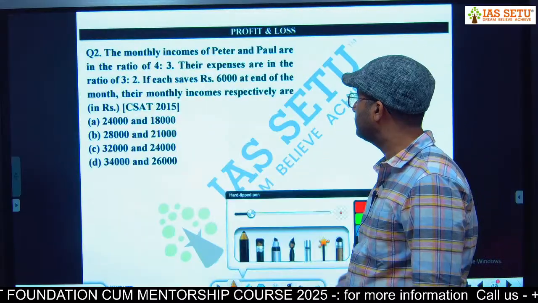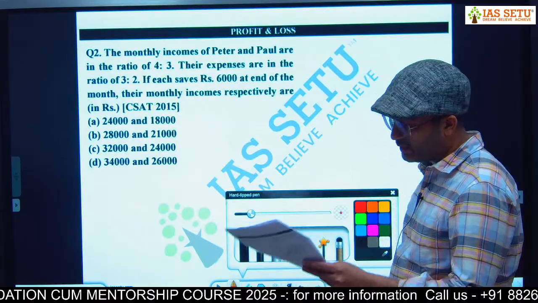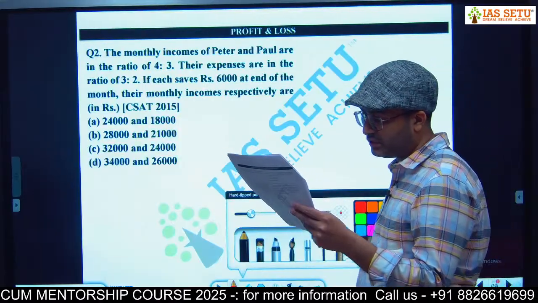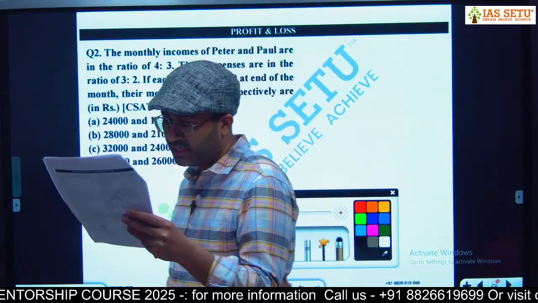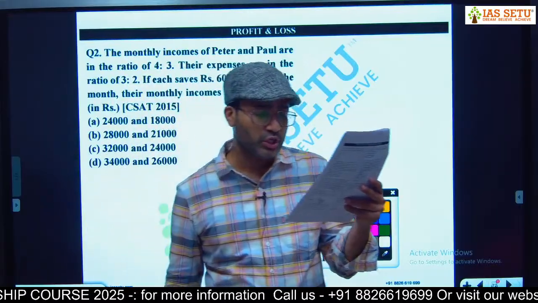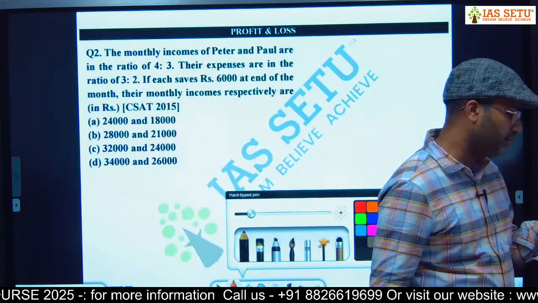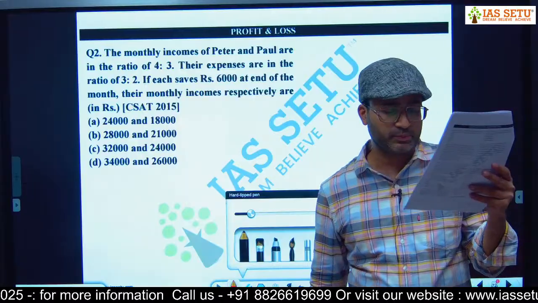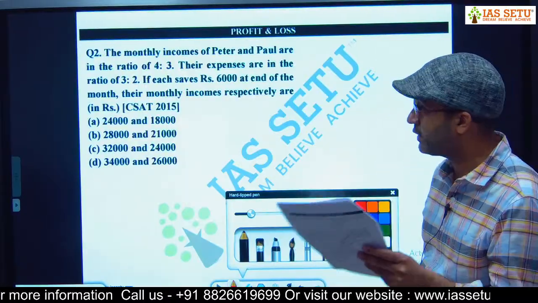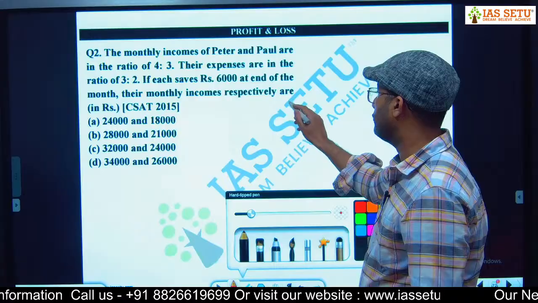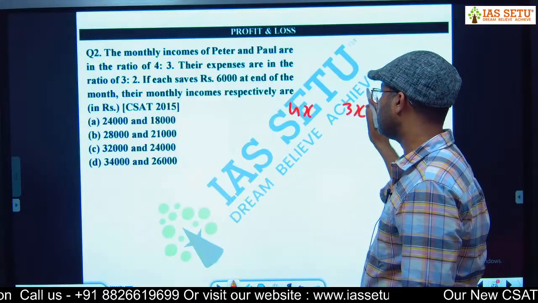Question number 2. Monthly incomes of Peter and Paul are in the ratio of 4 is to 3. Their expenses are in the ratio of 3 is to 2. Each saves 6,000 at the end of the month. Their monthly incomes respectively are? उनकी monthly income निकालनी है. So you can take monthly income as 4x, 3x.